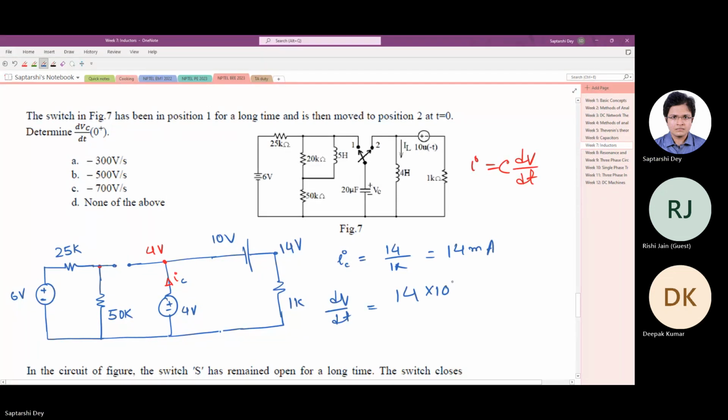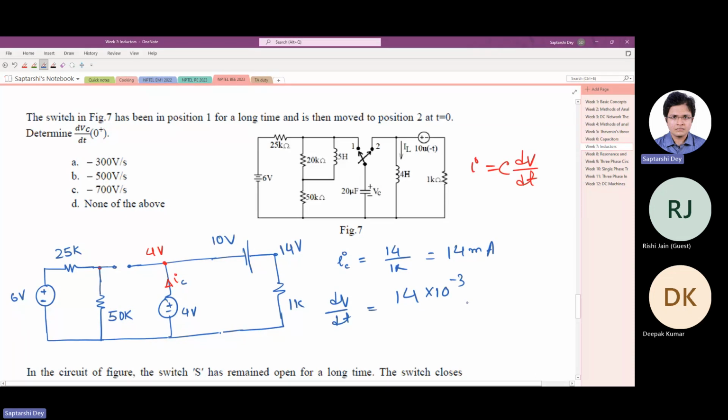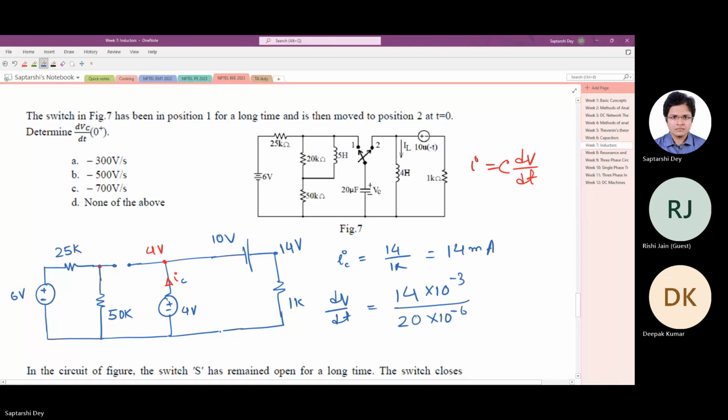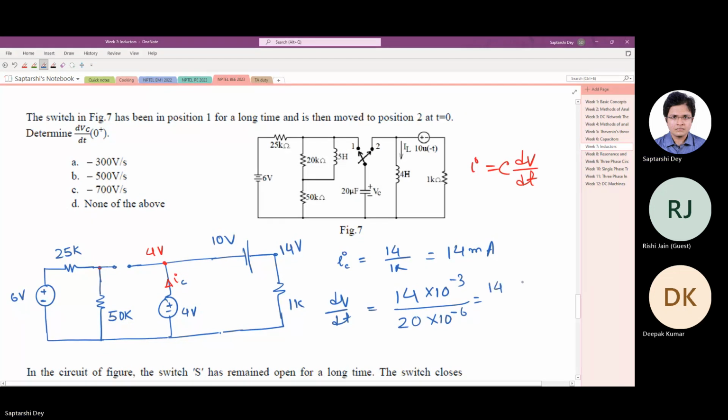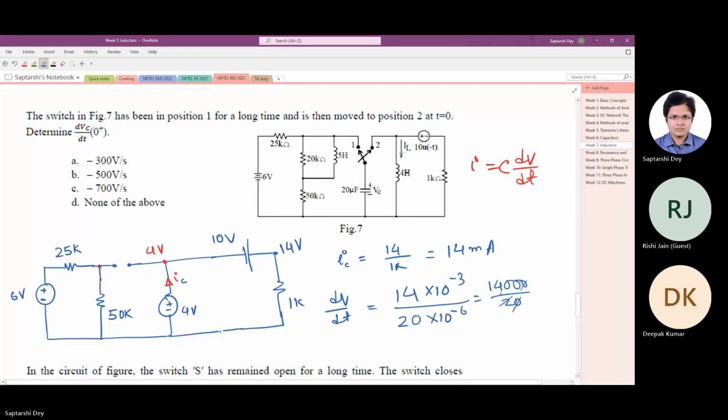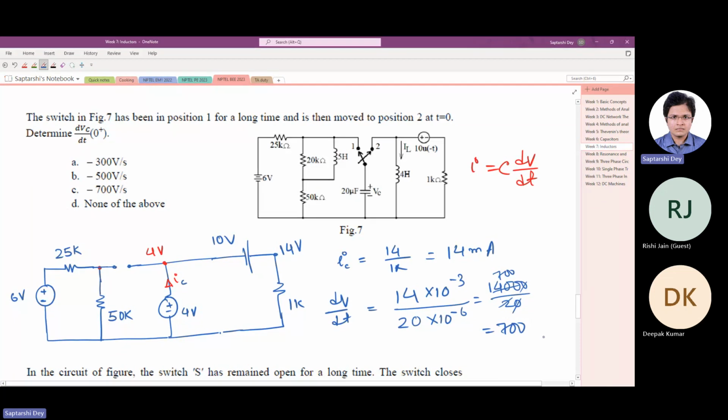14 milli by the capacitor, which is 20 micro. So it becomes 14,000 by 20, which gives us 700 dV/dt, so volt per second.